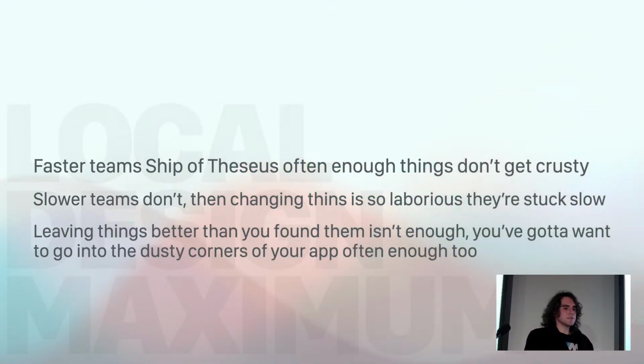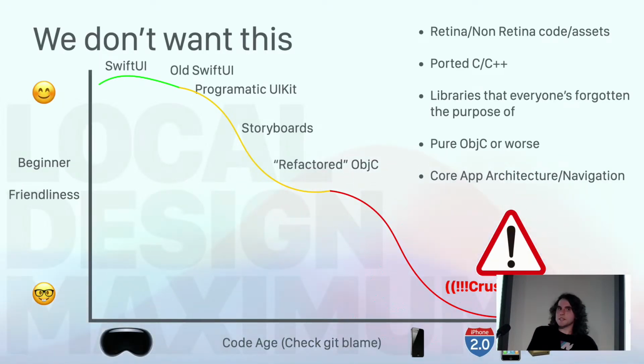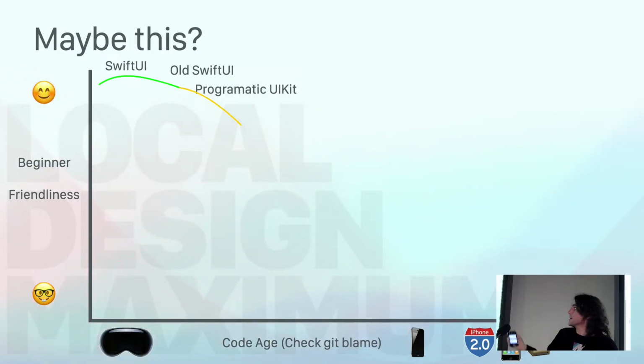Leaving things better off than you found them, it's a principle I hear a lot of companies talk about, but it's not going to help you if you're not going into those corners of your app, making some changes and going away from them. So really, we don't want this. What we'd like is a relatively short, nice green bar at the top. So when we bring people in, they're happy to just tackle everything. So it's worth thinking, how possible is it to shorten that down? How possible is it to maintain this?